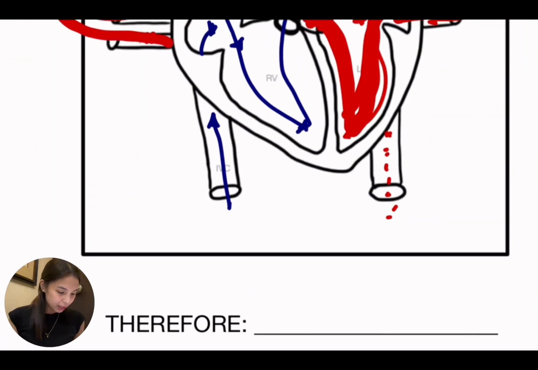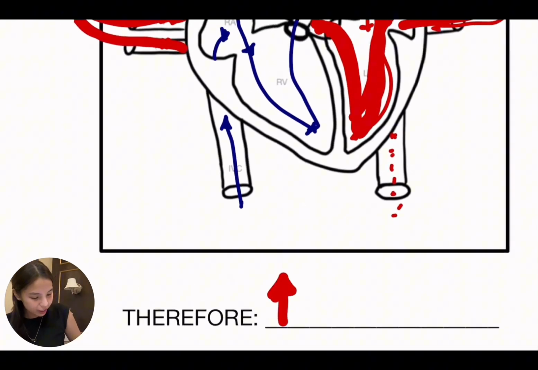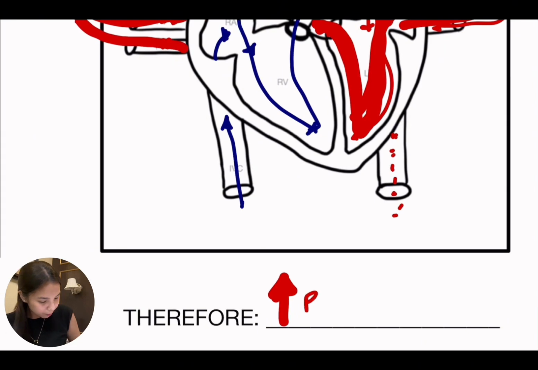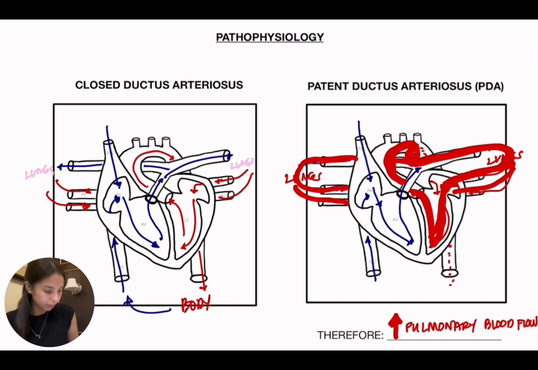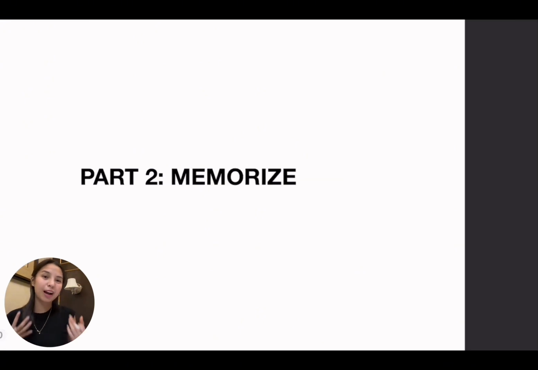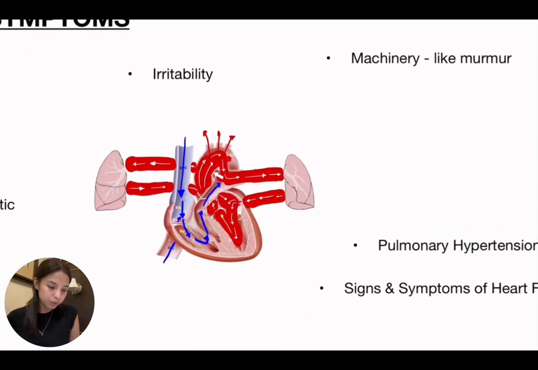Now here, therefore, is there an increase or decrease in our pulmonary blood flow? Of course, there is an increase in our pulmonary blood flow. You understand that? Okay. Now this is the part that you kind of have to memorize already. First, we'll take a look at the signs and symptoms.